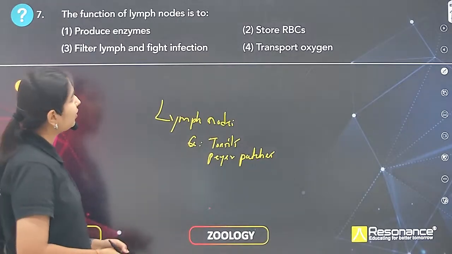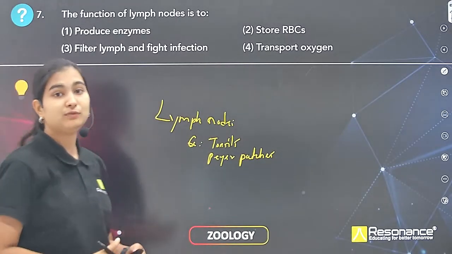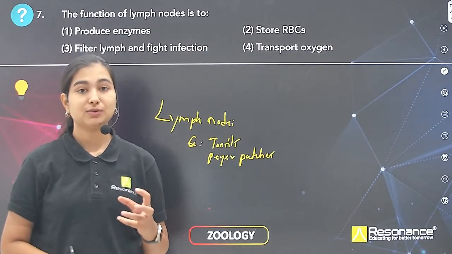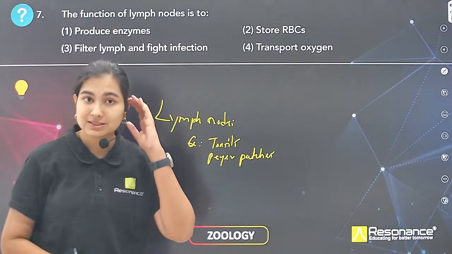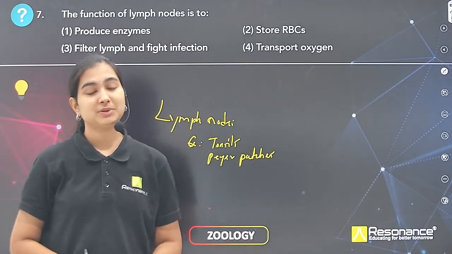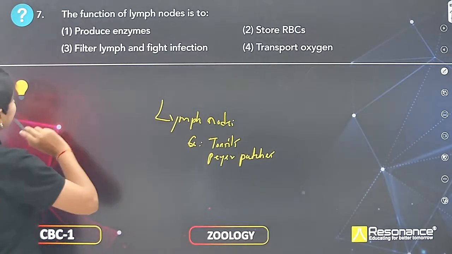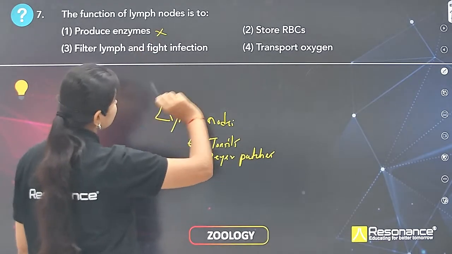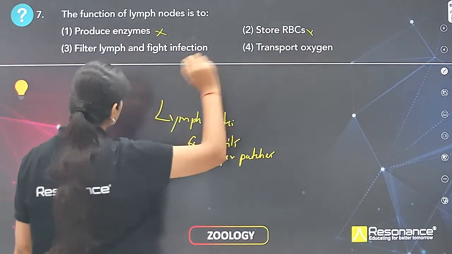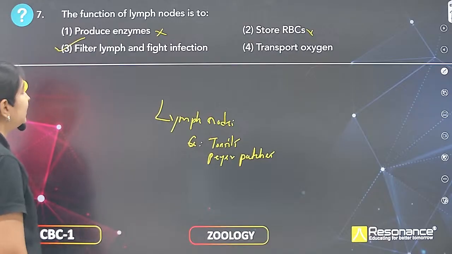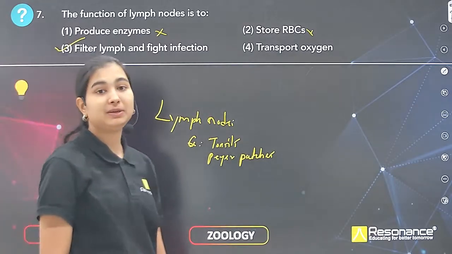Now what are all these? And you have even more lymph nodes. Where exactly are they present? They are present in the groins and the armpits, right? So more lymph nodes are present over there. Now what exactly do they do? They will be producing enzymes. No, they store the RBCs. No, no organ will store the RBC. They filter the lymph and fight infections. Yes, they will be doing it.